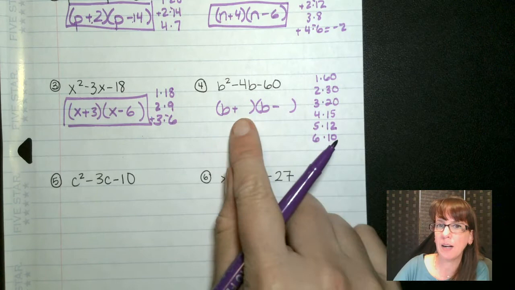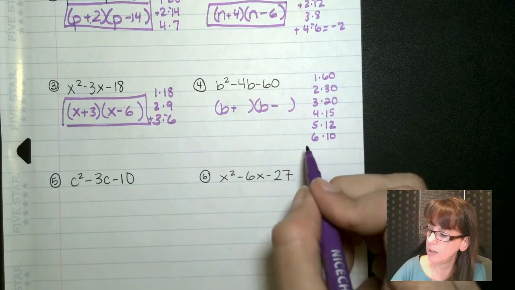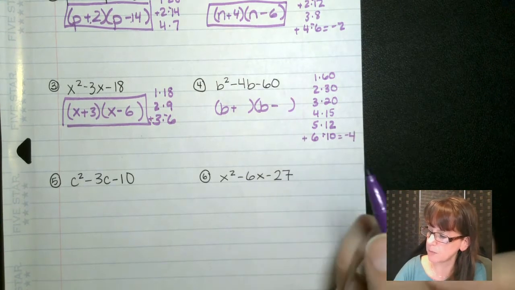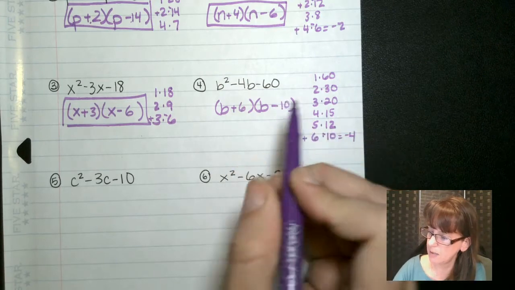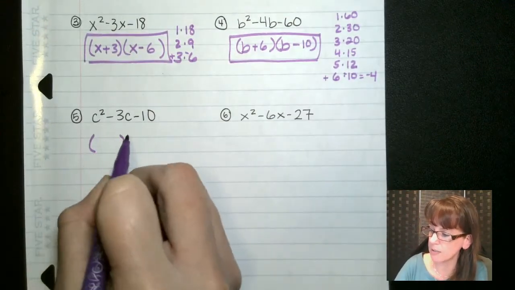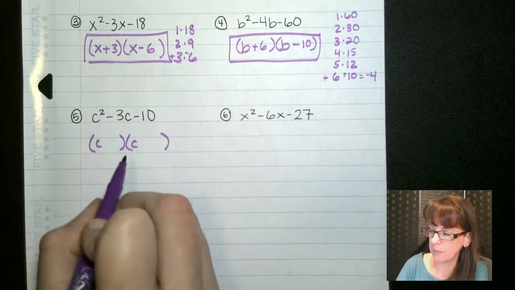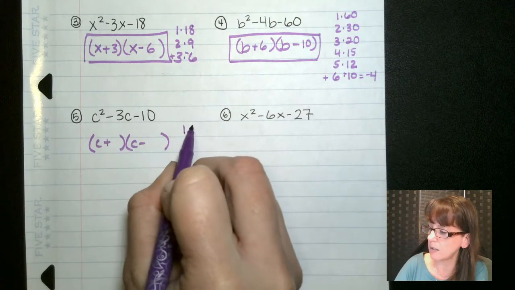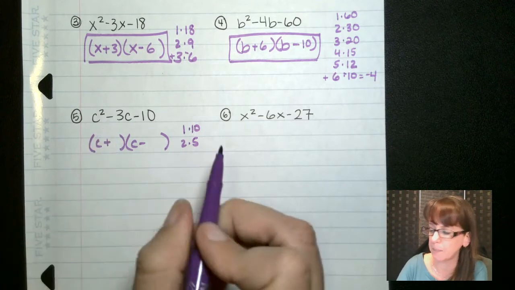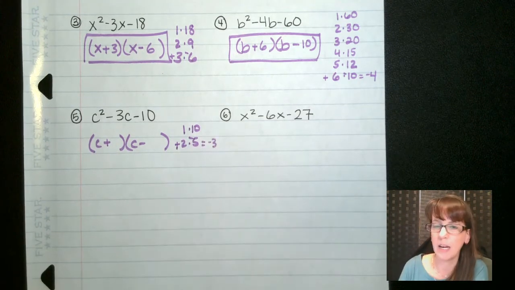All right, I need a positive and a negative that adds up to negative 4. So if I do positive 6, negative 10, that adds up to negative 4. So positive 6, negative 10, there we go. We just factored that one. All right, let's do 2 more, just in case. C. This tells me different signs. Plus, minus. 1 times 10, 2 times 5. I need a positive and a negative that gives me negative 3. If I do positive 2, negative 5, that adds up to negative 3.